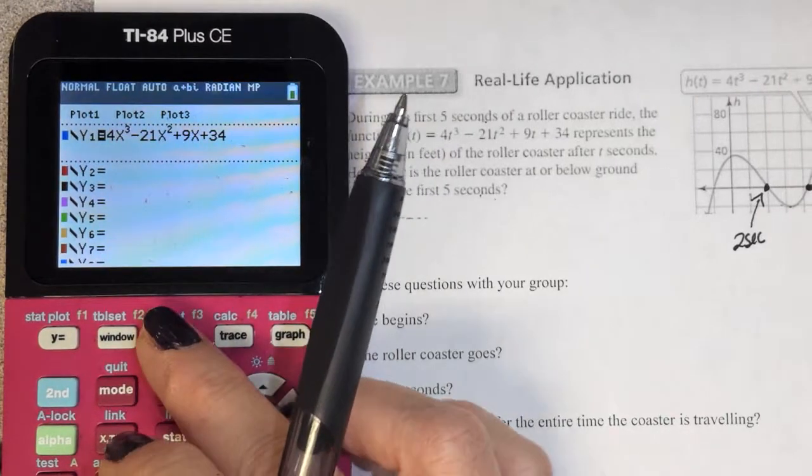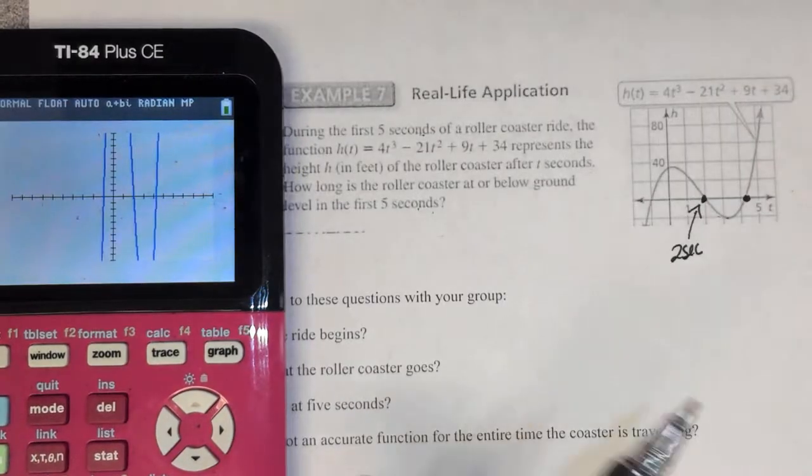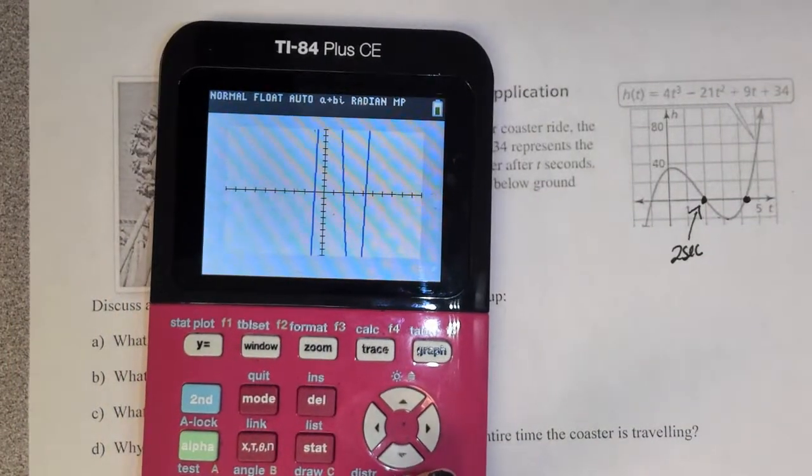So I have it in my calculator. I do a zoom 6. Here's the way it looks. I don't like the way this looks. It doesn't look the way theirs does. I want it to look the way theirs looks.